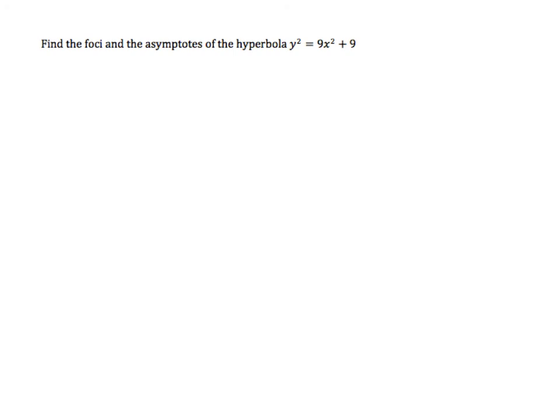Let's find the next one. So first thing we're going to do is bring that 9x squared over. So we have y squared minus 9x squared equals 9. Divide by 9. Y squared over 9 minus x squared over 1 equals 1. I know that that 1 isn't necessary, but it just sort of helps see what's going on.